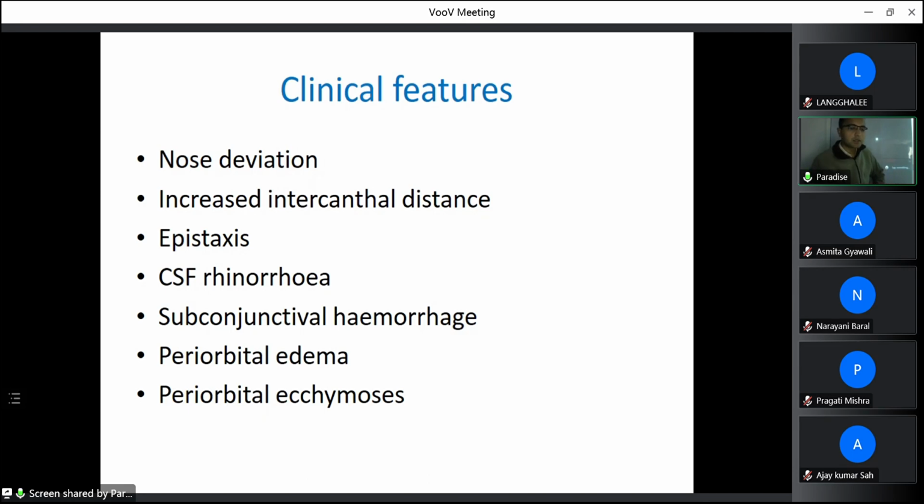There may be subconjunctival hemorrhage. Periorbital edema may be present, and also there will be presence of periorbital ecchymosis. This periorbital ecchymosis, periorbital edema, subconjunctival hemorrhage may be present in any fracture when there is fracture of bone around the orbit. It may be NOE fracture, nasal bone fracture, ZMC fracture, supraorbital rim fracture, LeFort 2 fracture, LeFort 3 fracture. All the fractures which are present adjacent to the orbital rim will lead to these clinical features.